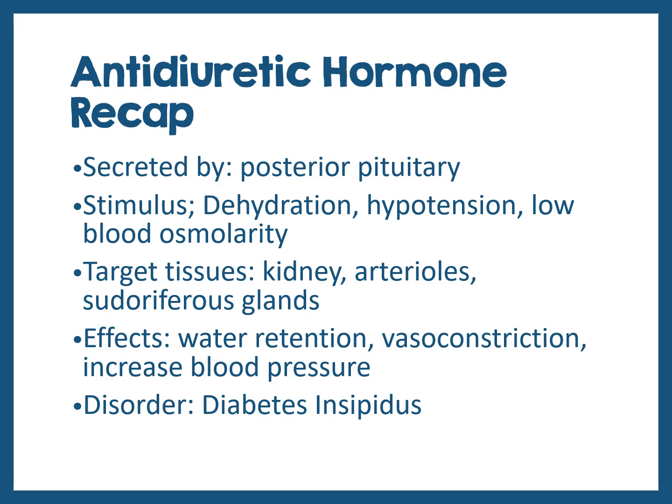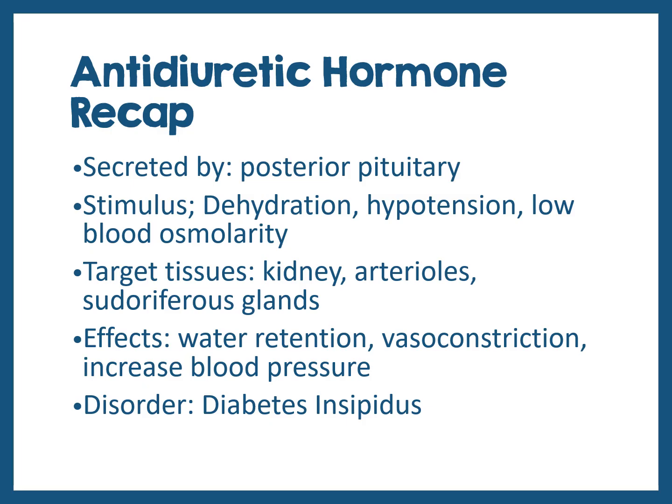So some effects of this antidiuretic hormone when it comes in contact with the kidneys is going to be water retention. Water will be removed from the urine and put back into the blood. Antidiuretic hormone can also target your sudoriferous glands. If you recall, your sudoriferous glands are your sweat glands. So antidiuretic hormone can tell your sweat glands to keep the water in and not to sweat.